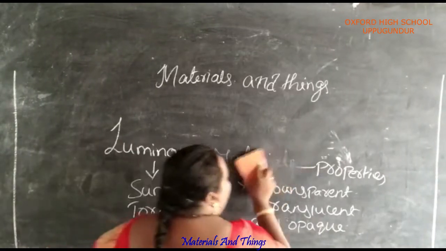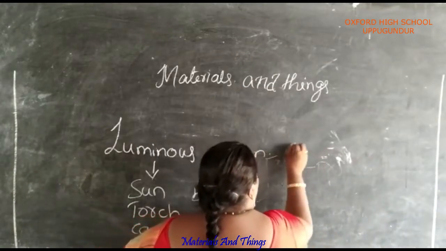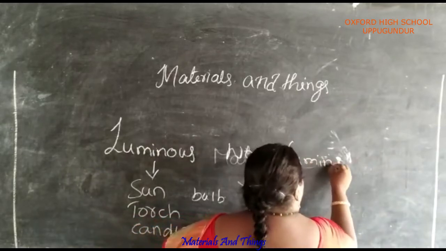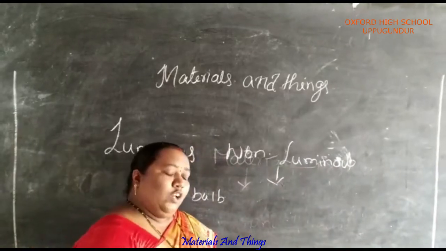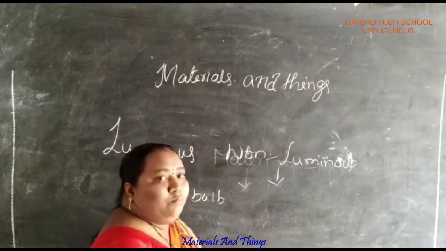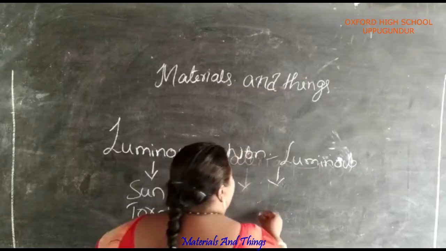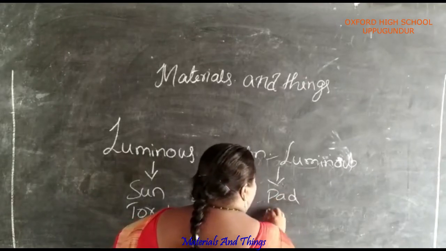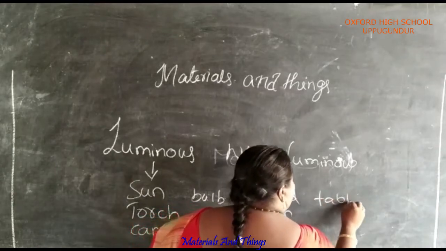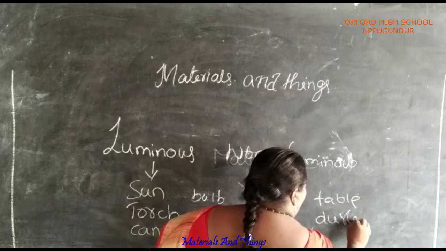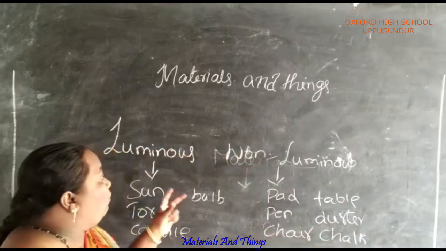Next, non-luminous objects. What is meant by non-luminous objects? The objects which do not give us light are called non-luminous objects. Examples: pad, pen, chair, table, duster, chalk, etc.